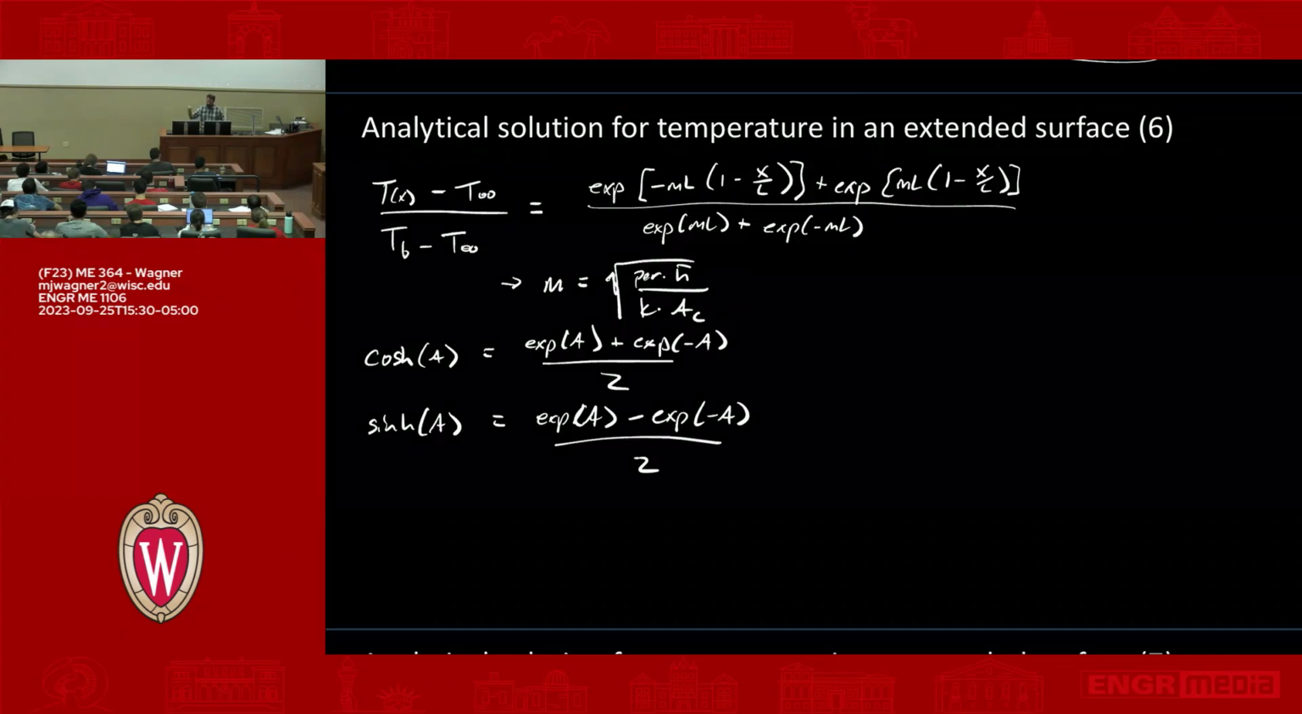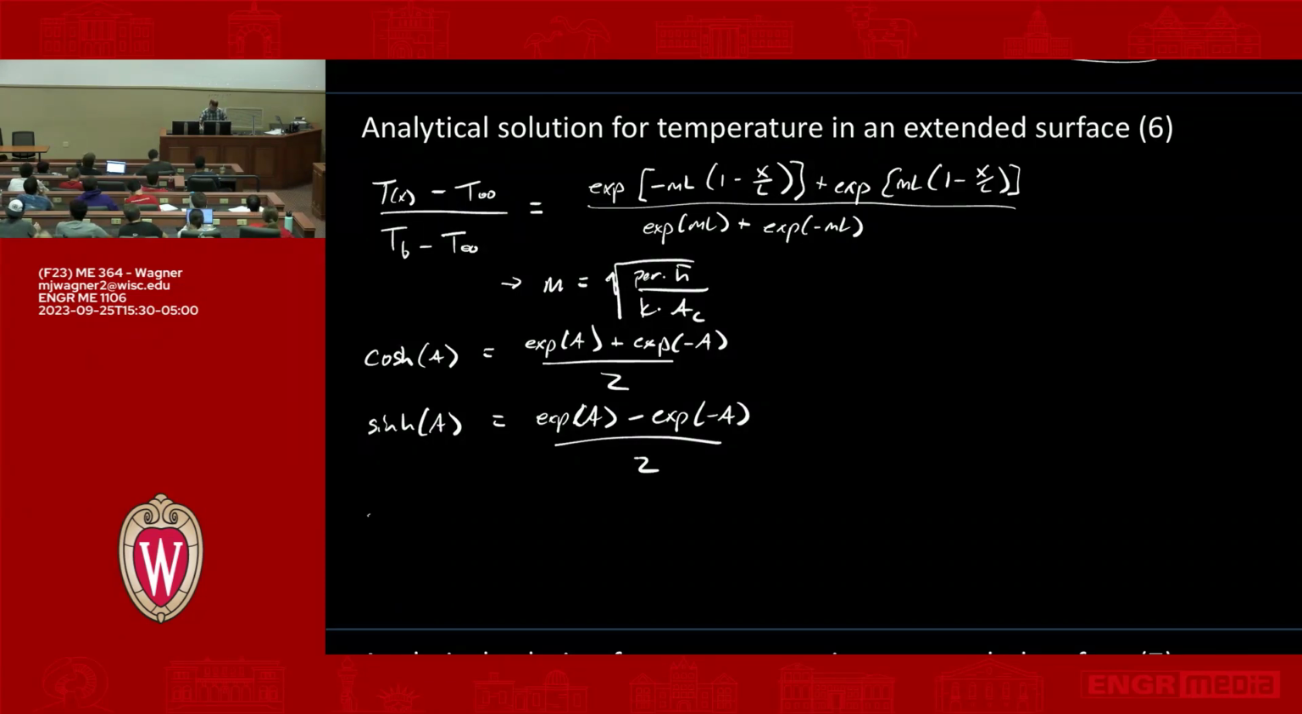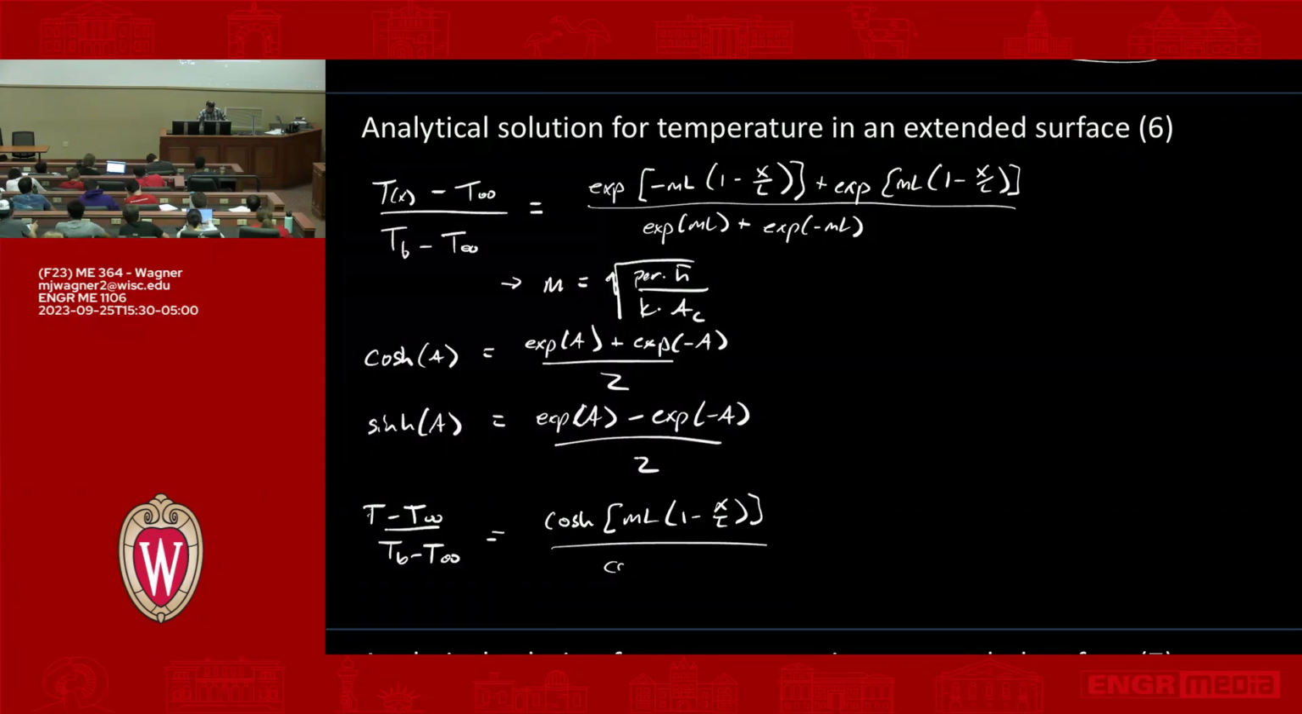So let's rewrite this in terms of sinh and cosh, because this is normally how it's done. Rewriting our normalized temperature, (T minus T infinity) over (T_B minus T infinity) is equal to cosh of ML(1 minus x over L) over cosh of ML. That's just a slightly more compact way of writing this.